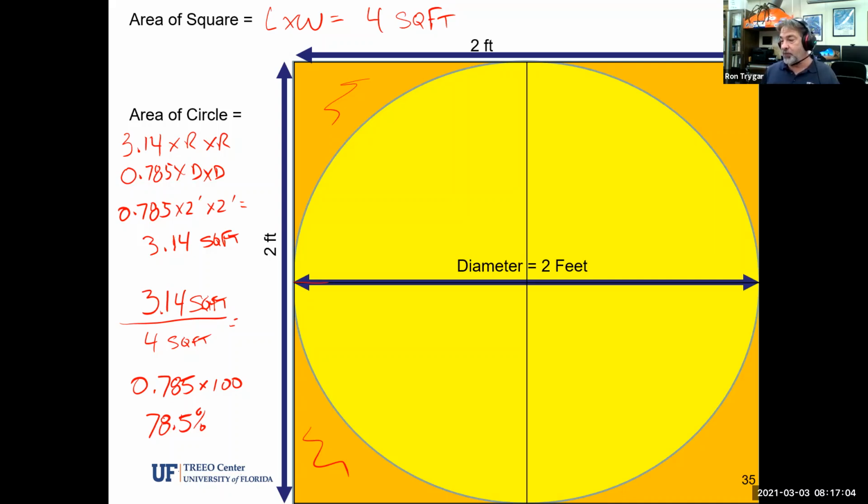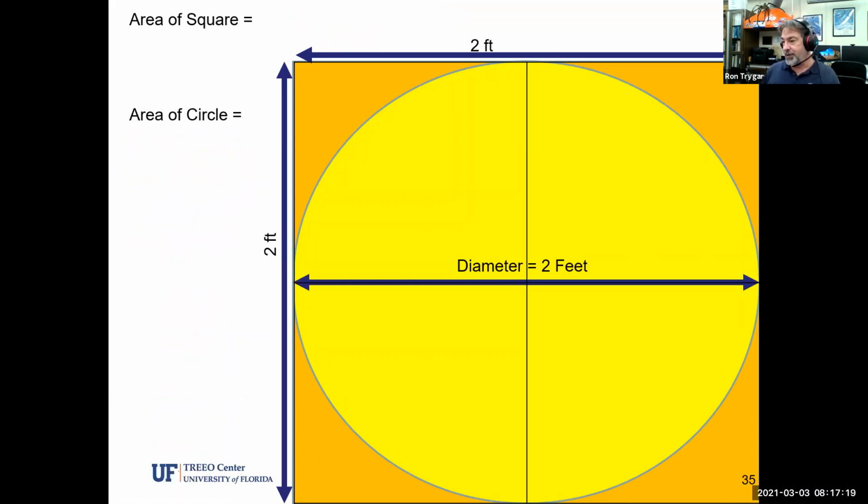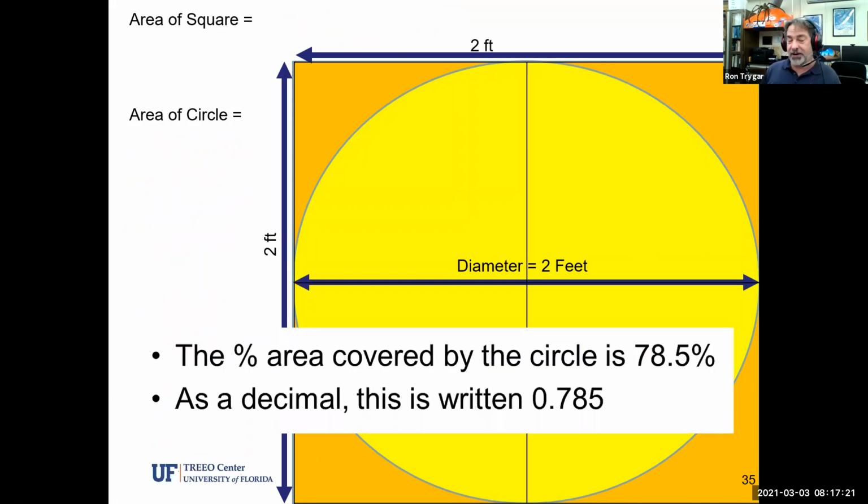If you do 3.14, the radius would be 1 foot. So 3.14 times 1 times 1 would come out similarly to 3.14 square feet. So that's pretty interesting. That's kind of where that all comes from. So the percent area covered is 78.5, and we write that as a decimal as 0.785.